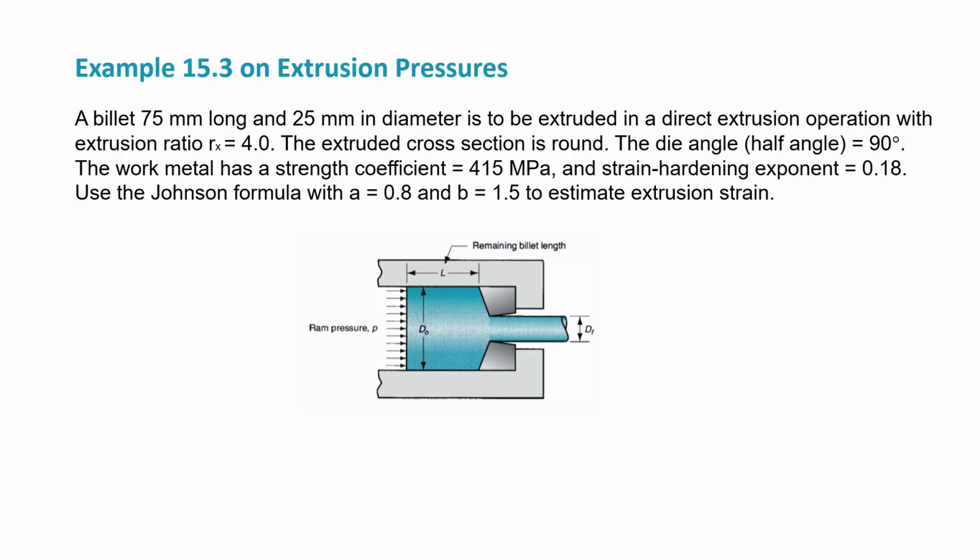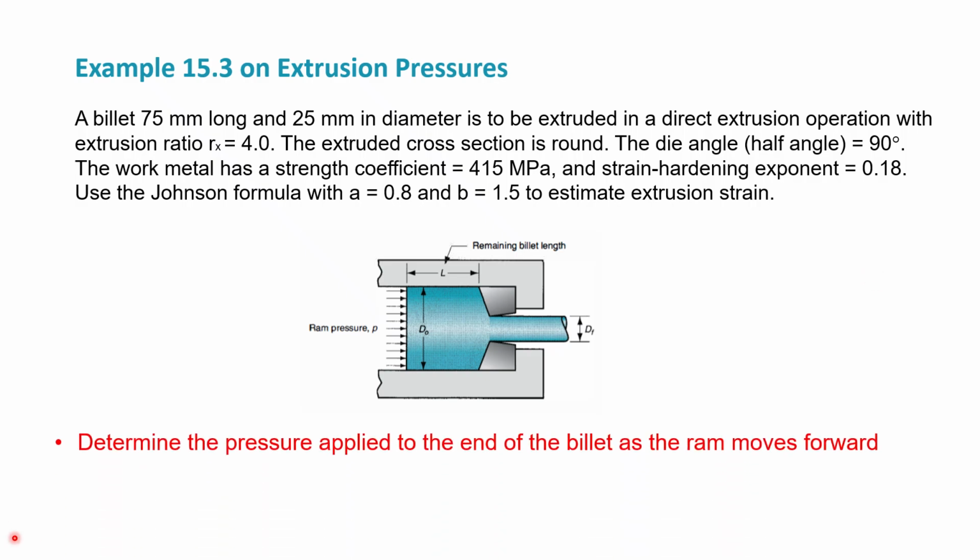and the extruded cross section is going to be round. Die angle is going to be equal to 90 degrees. The work metal has a strength coefficient of 415 megapascal and a strain hardening exponent of 0.18. So this is K, and that's the value for the n. Now use a Johnson formula with a equal to 0.8 and b equal to 1.5 to estimate the extrusion strain. After that, you need to determine the pressure applied to the end of the pellet as the ram is going to be moving forward.